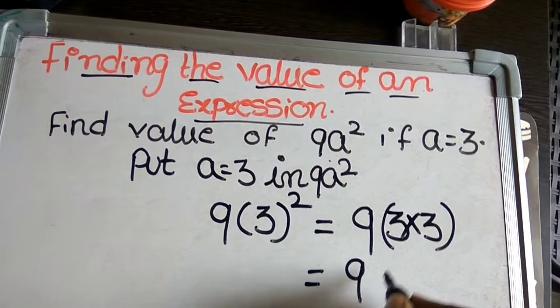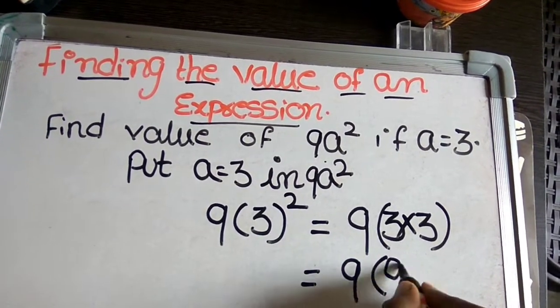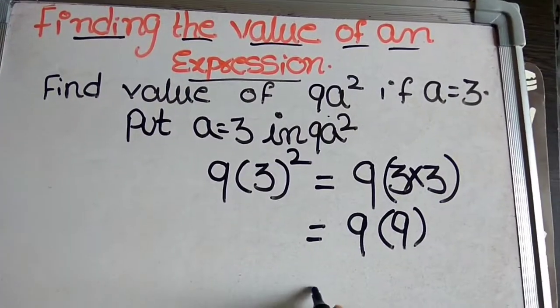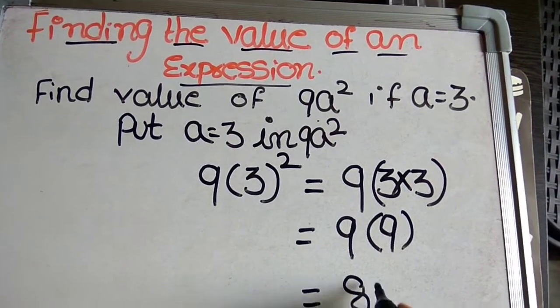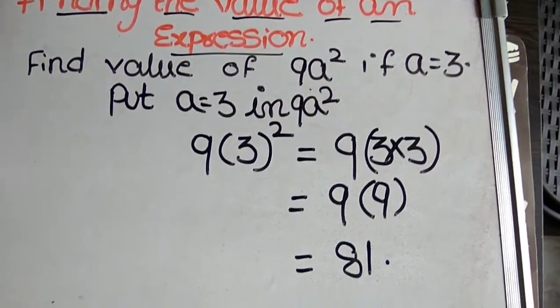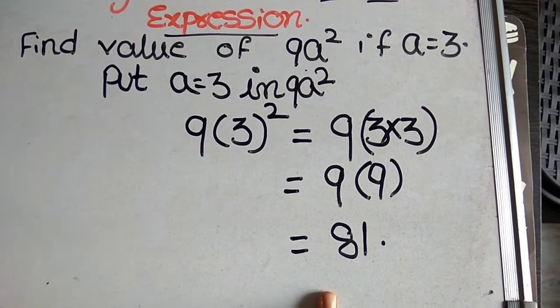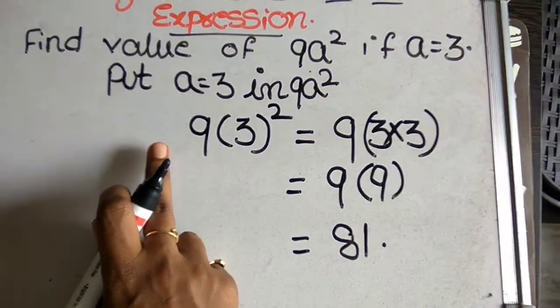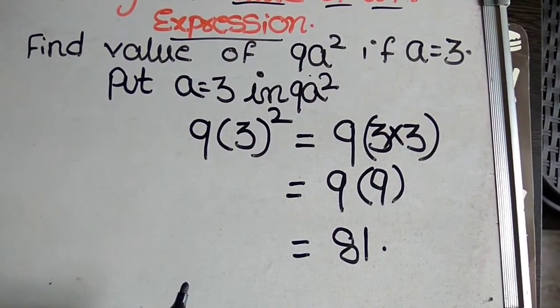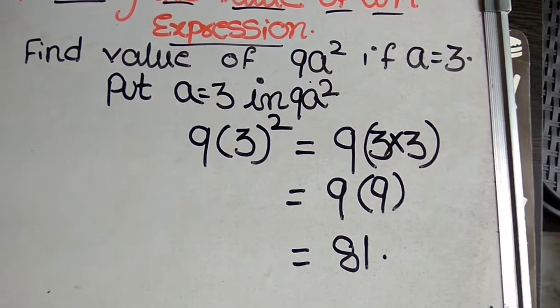So 9, 3 threes how much? We get 9. Now 9 nines, I said always bracket represents multiplication. So 9 nines are 81. In this way we can find the value of an expression. So now let us see one more example.